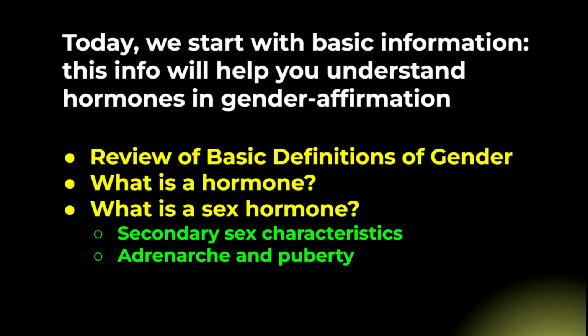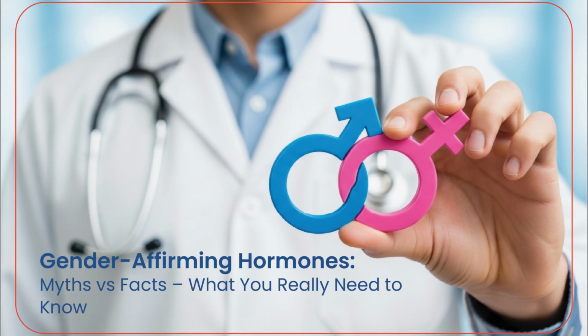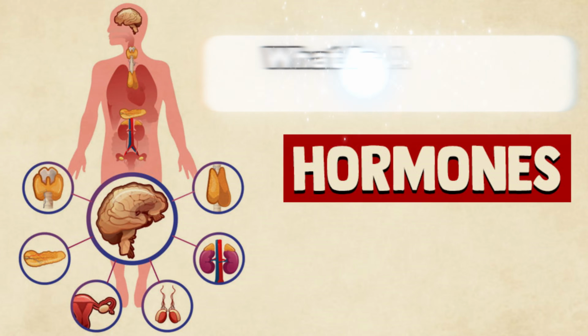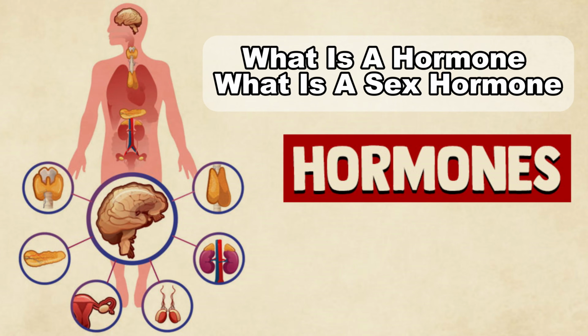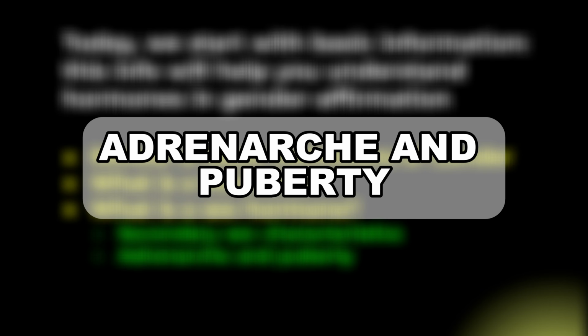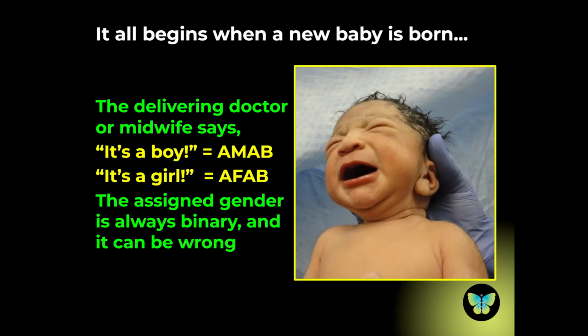But today we're going to start with the very basic information. Now, this information may be a review for many of you, but it will also help those of you who are new in this territory understand hormones in gender affirmation. We'll talk about the basic definitions of gender. We'll look at what is a hormone and then what is a sex hormone, as well as secondary sex characteristics and the processes of adrenarche and puberty. So it's really a lot of ground, but let's go ahead and get started.